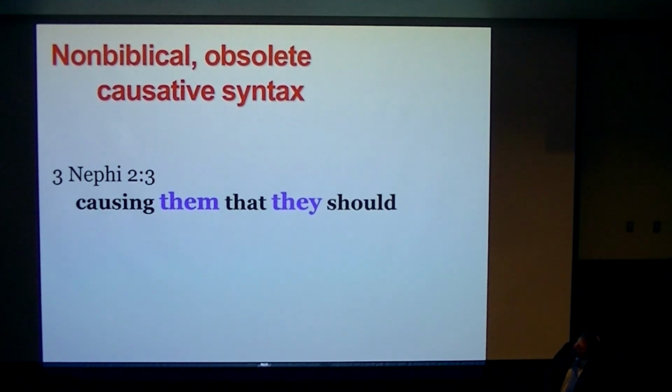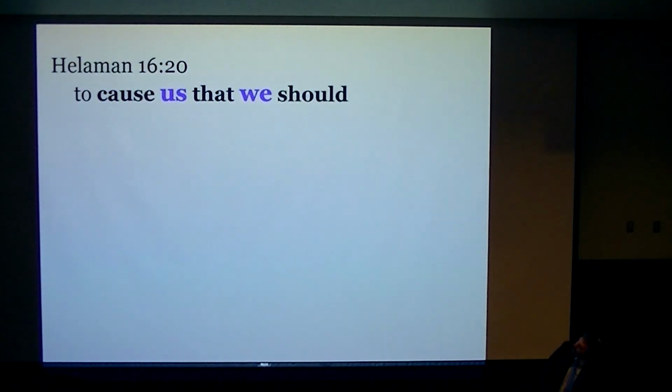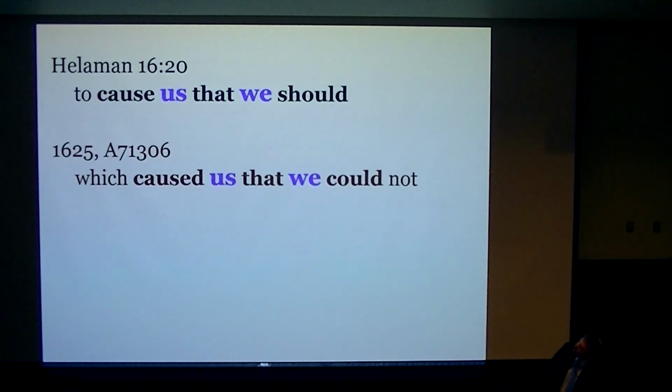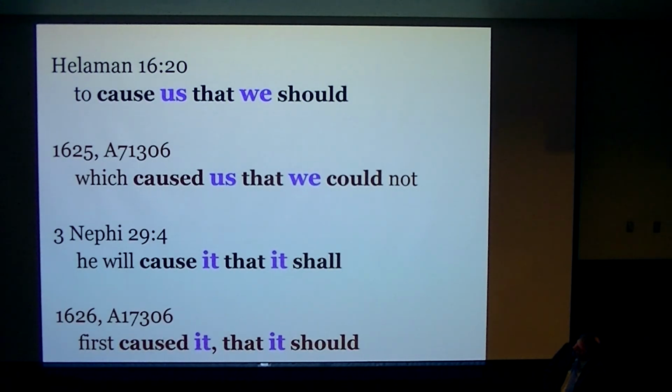We have "causing them that they should," a curious doubling of the pronoun there. We can find that in the textual record in early modern English. "Cause them that they might." Here's some more doubling: "causes that we should," "which causes that we could not," "He will cause it that it shall," "He first caused it that it should."